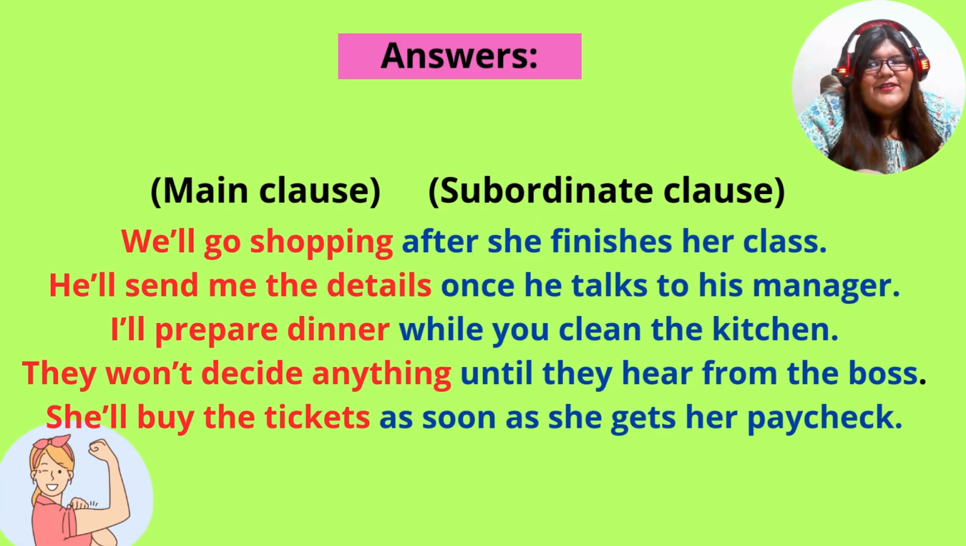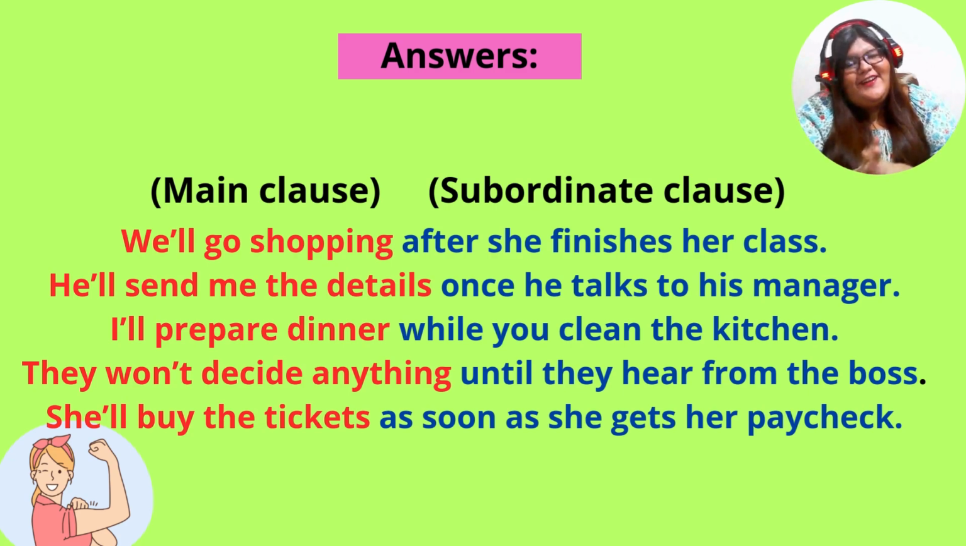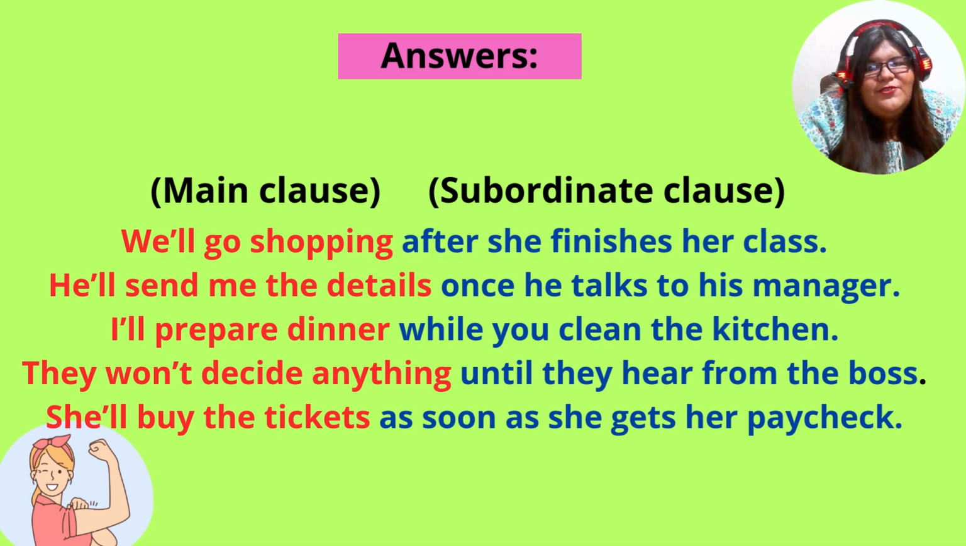And here we have it. And you were scared, right? But I made it easy for you guys. If you see future, keep in mind and remember this will always be the main clause. We'll go shopping, he'll send me details, I'll prepare dinner, they won't decide anything, she'll buy the tickets. If you see here, all the phrases started with the future. So it's main clause. And in blue we have subordinate clause.